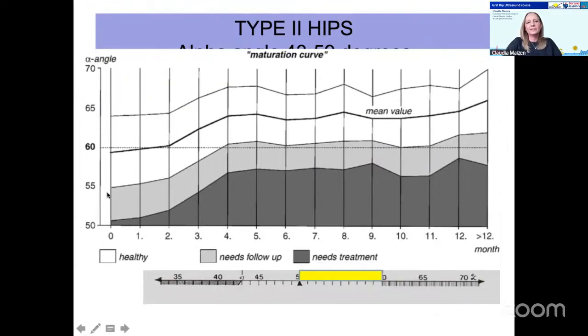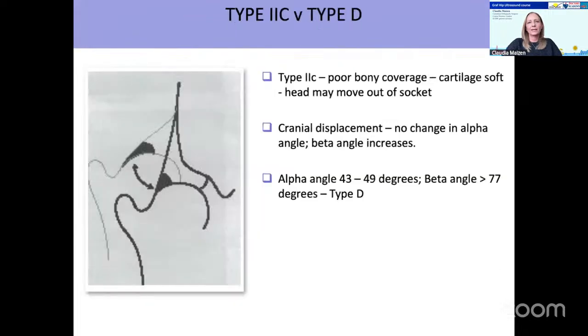Why do we treat the type 2As at 3 months of age? We can see that on the maturation curve. When we plot the alpha angle in a longitudinal study that has been done here from 0 to 12 months of age, then we can see if by 3 months they have not reached the 60-degree stage, they are unlikely to develop normally and might remain dysplastic and cause problems later on in adulthood.